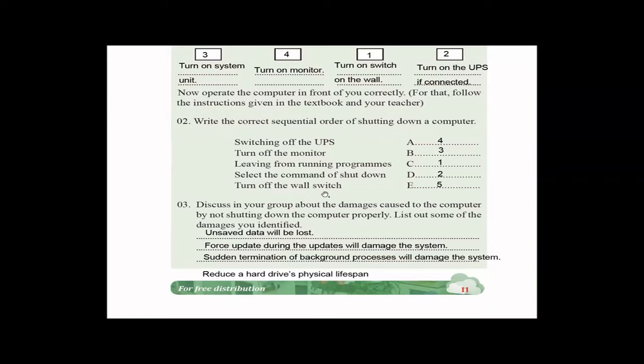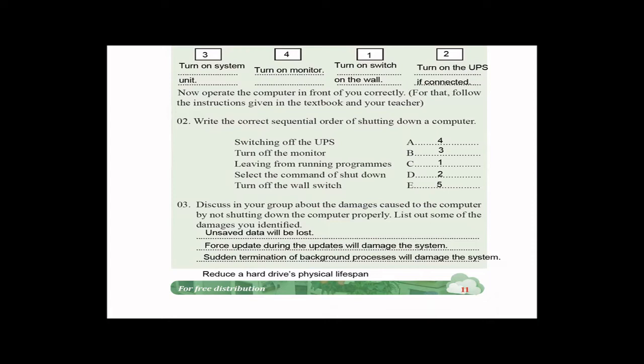Then they are asking why we should do this proper shutdown, right? Discuss in your group the damages caused to the computer by not shutting down the computer properly. So list down some damages, right? If you suddenly press the power button, then it will be quickly switched off. It's not good because the same computer can be used by multiple users. So unsaved data and unsaved programs will all be lost, right? If you suddenly power off.